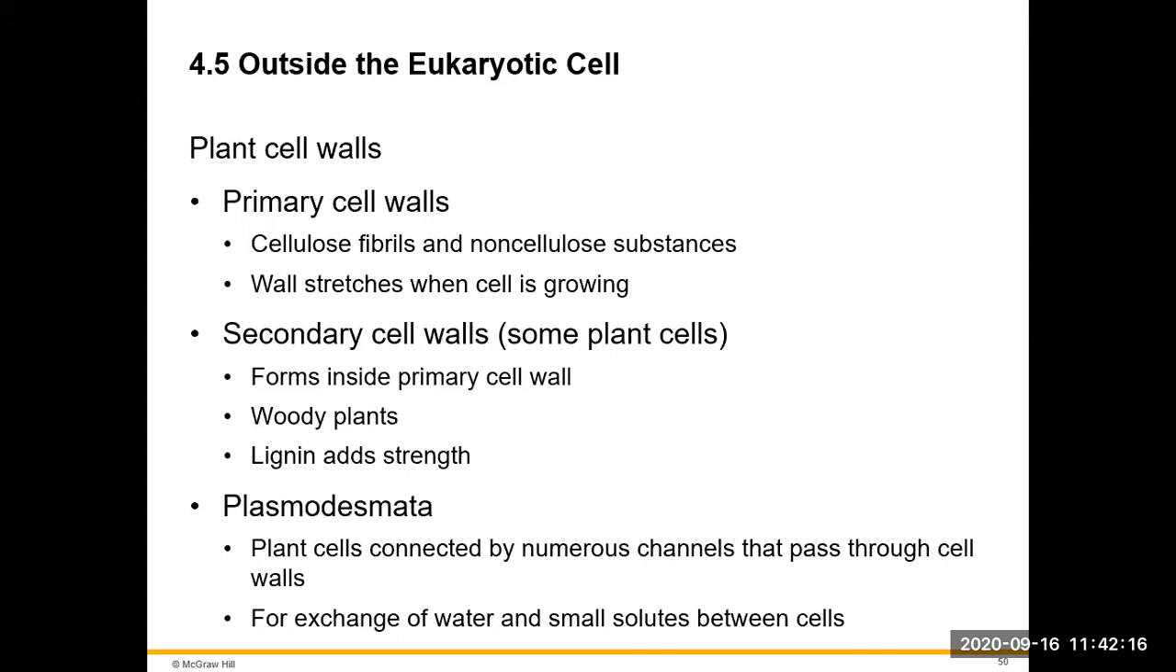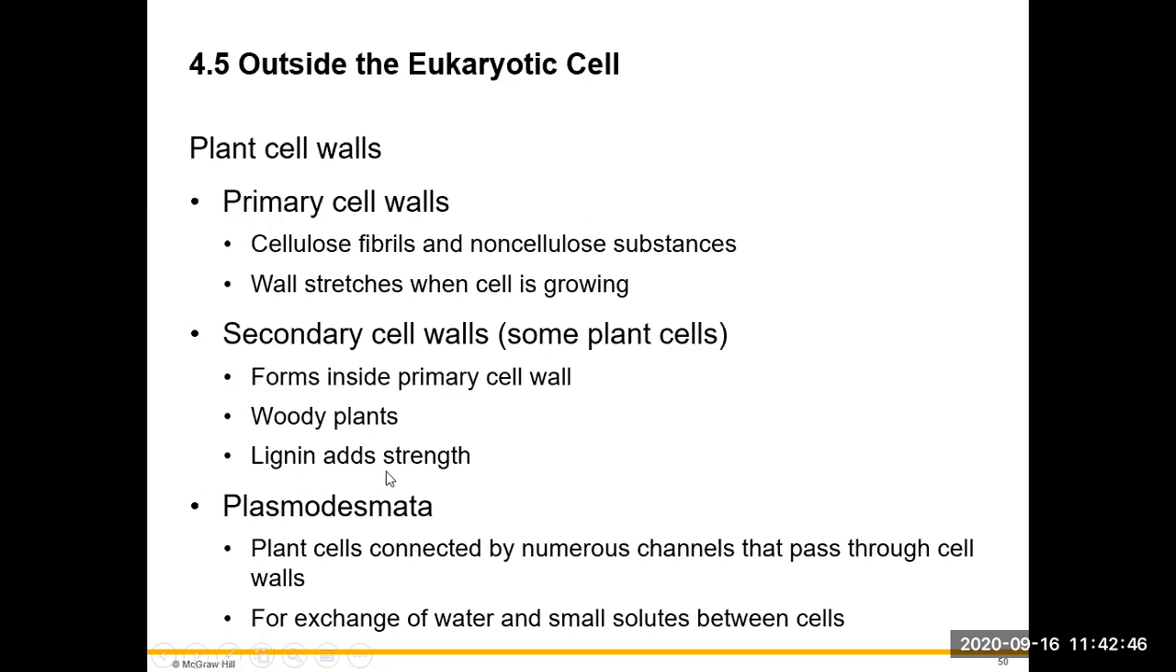Cell walls, plant cell walls, we have primary cell walls and secondary cell walls. The primary cell walls are the cell walls we are familiar with. They're made of cellulose, which is a polysaccharide made of glucose. The wall stretches when the cell is growing. The secondary cell wall is not common. Only woody plants contain a secondary cell wall, and it forms inside the primary cell wall.